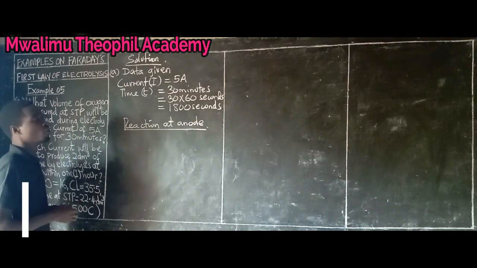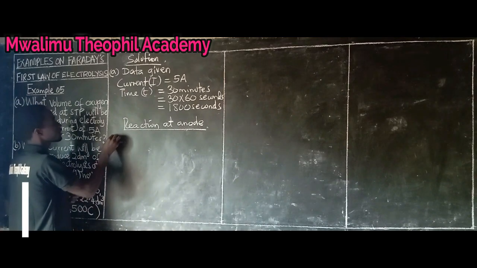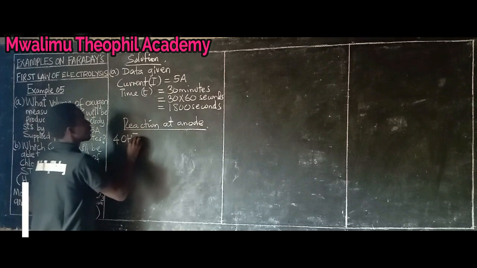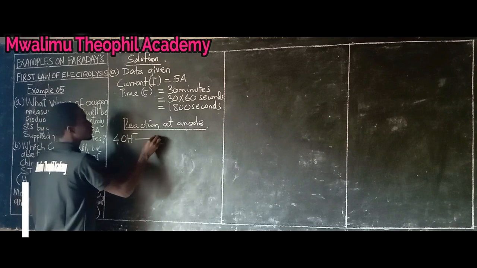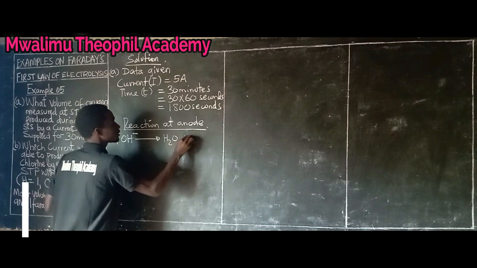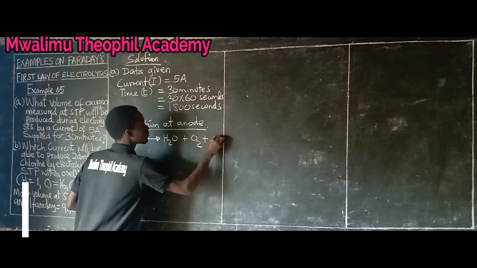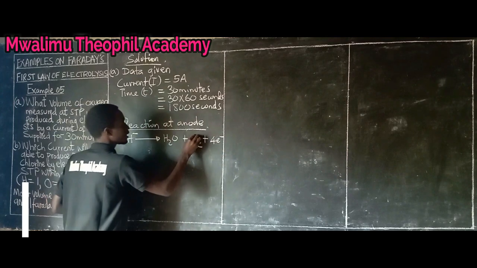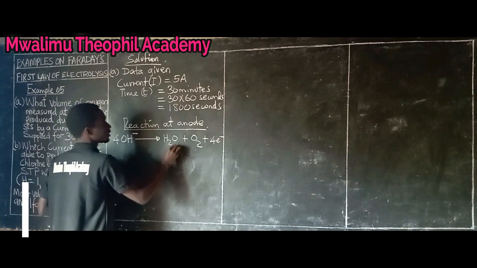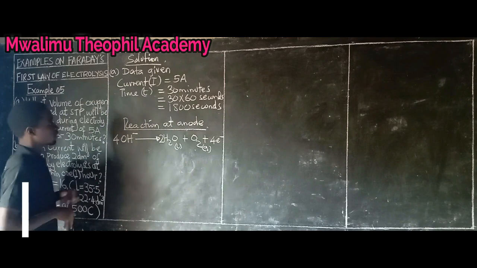As we are told that oxygen gas was one among the products produced, the hydroxyl ion, aqueous, was oxidized to form water and oxygen gas with 4 electrons. That means it lost 4 electrons to form water and oxygen gas. This is the balanced chemical equation.